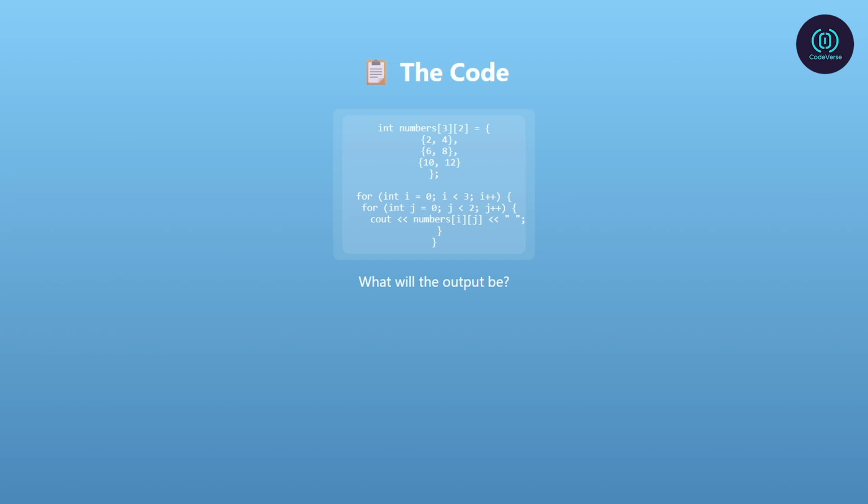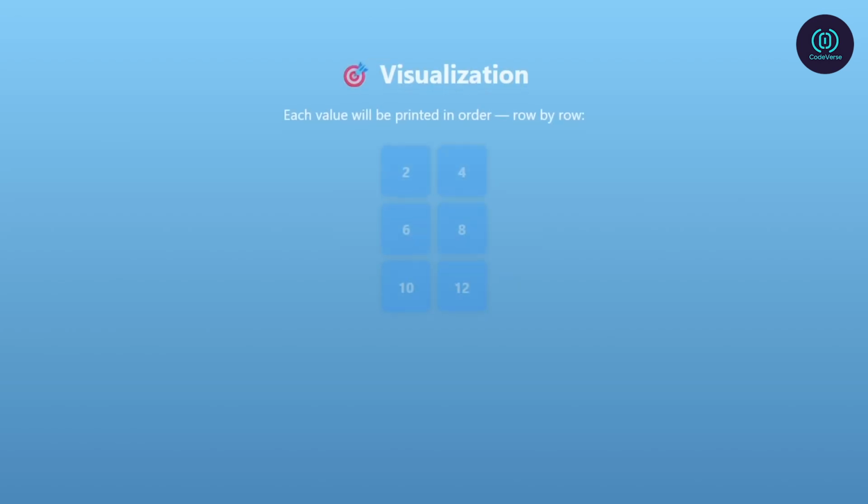for (int j = 0; j < 2; j++), cout << numbers[i][j]. What do you think the full output will be? You can pause here and try to write it down or visualize it mentally.